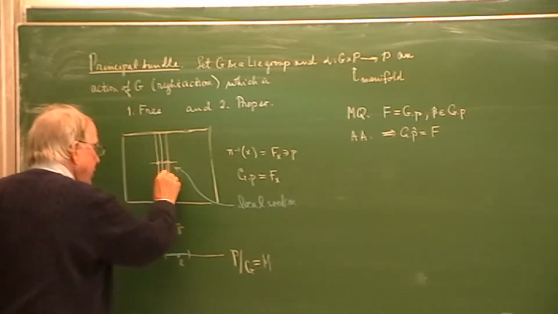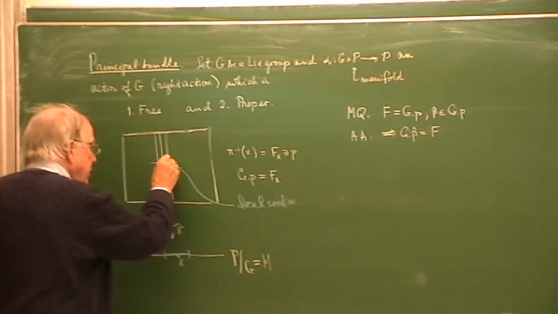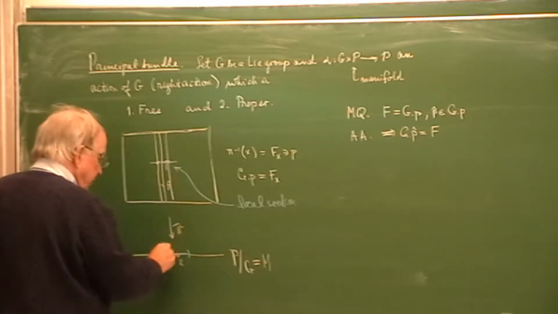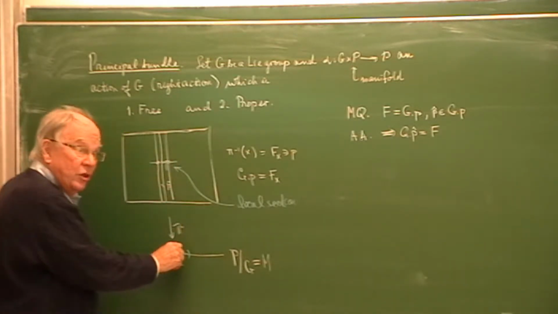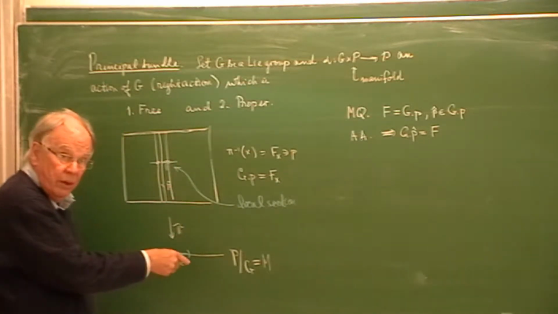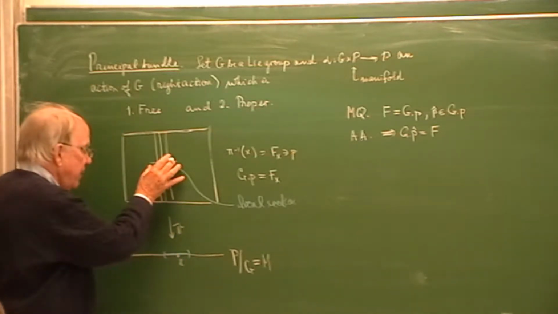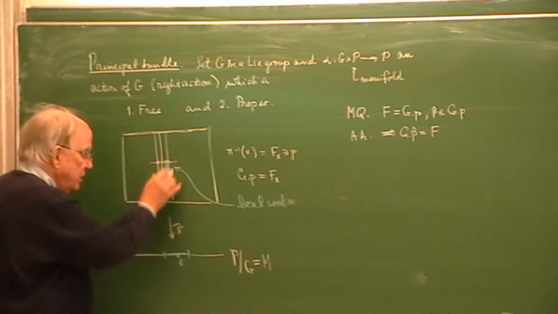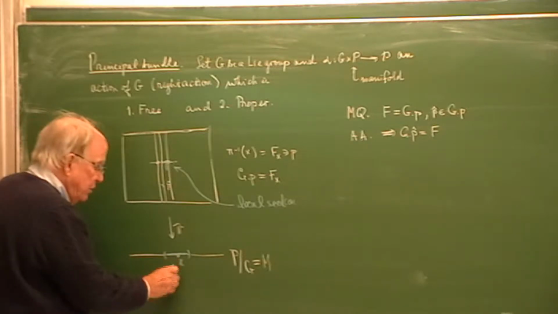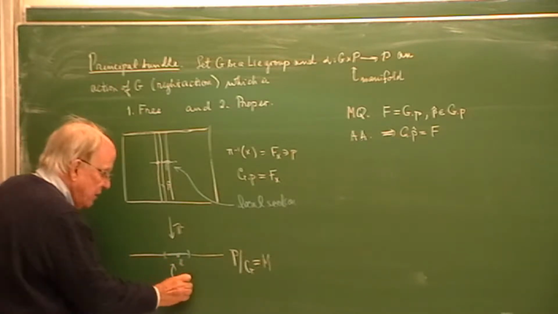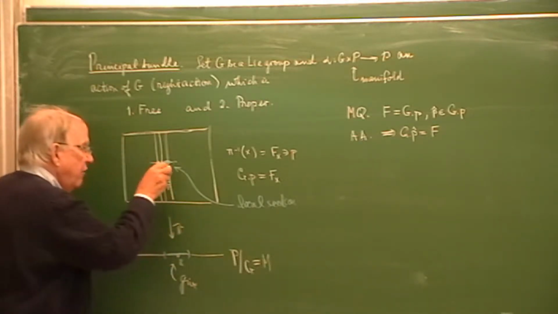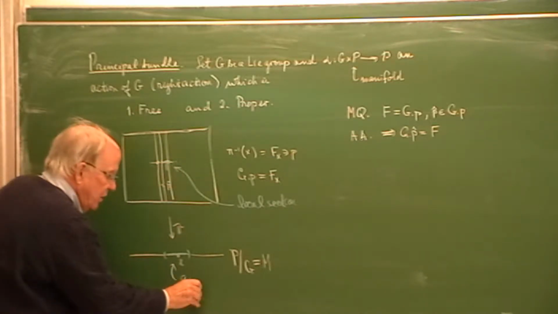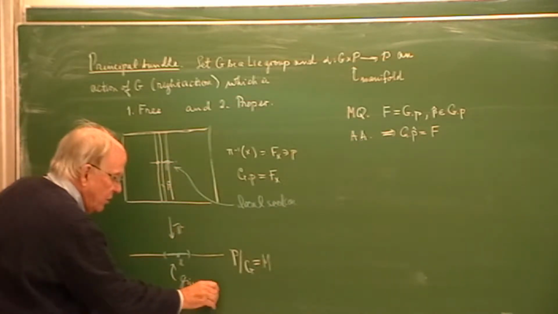You take a fiber nearby here, it intersects an orbit. Nearby here, it intersects in one point. And of course, this gives you a collection of points down here. So this is a map which identifies this section with this. And this gives the differentiable structure on the base. So this is a differentiable slice, and this gives the differentiable structure on the base.